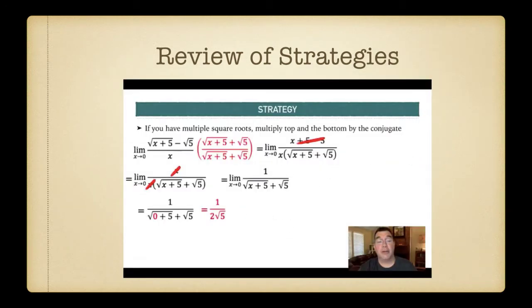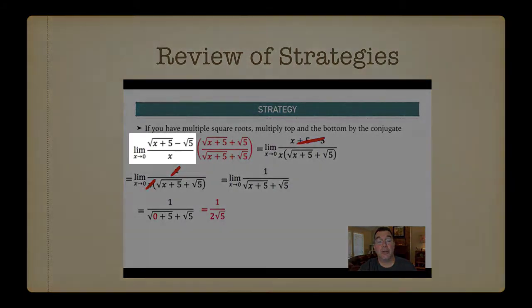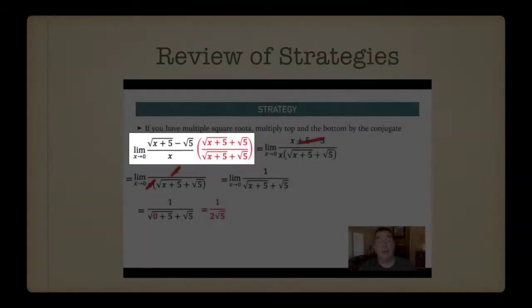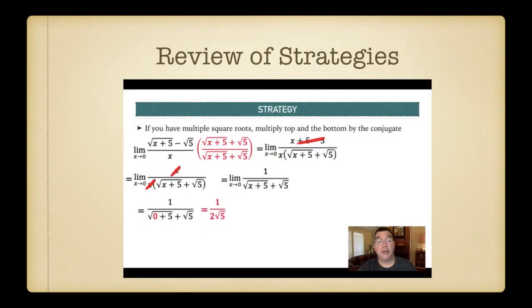All right, and then if I have square roots, and you've seen this before, I can multiply top and bottom by the conjugate of that expression that has all those square roots in it. So if you look at that numerator, that's root x plus 5 minus root 5. Since that's the one that's causing the problem, I can multiply top and bottom by the conjugate of that expression, and then things should simplify out nicely, hopefully.